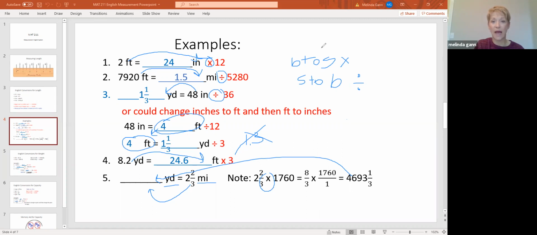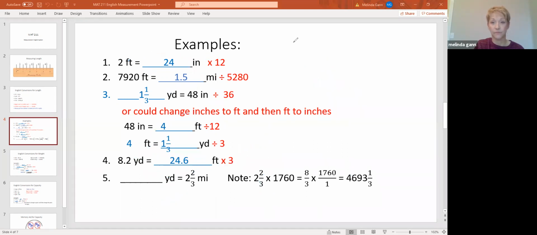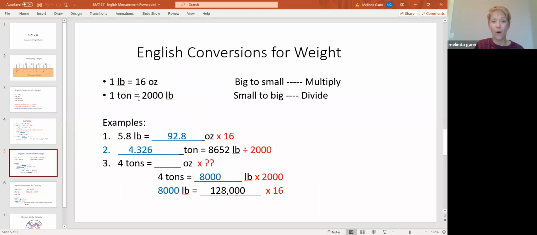So that's when I am measuring length. Now, sometimes we measure things besides length. What if instead I'm measuring weight in the English system? Well, you've got to know that 1 pound is 16 ounces and 1 ton is 2,000 pounds. So you got to memorize those 2 facts. Now, this part's going to be the same. Big to small, you're still going to multiply. Small to big, you're still going to divide.